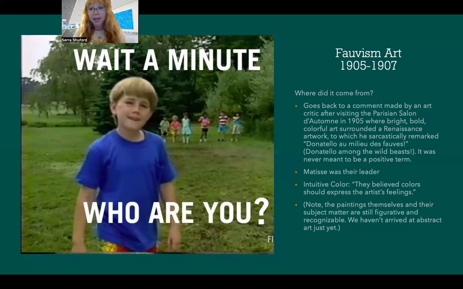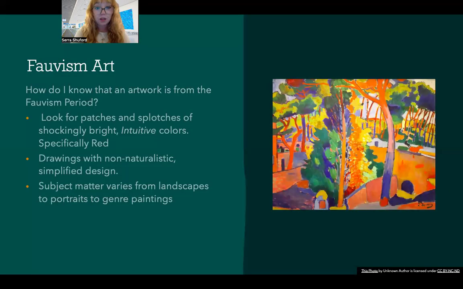And again, note the paintings themselves and their subject matter are still figurative and recognizable. We haven't arrived at abstract or non-representational art just yet. I'm meaning abstract art because that's the category we saw on the timeline, but it's still recognizable. It's just a little bit crazier, less by the book. So with Fauvism artwork, you want to look for patches and splotches of shockingly bright, intuitive color, specifically red.